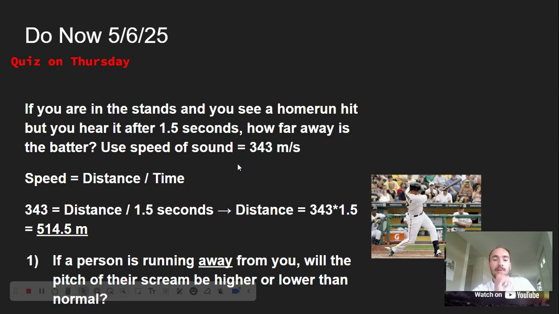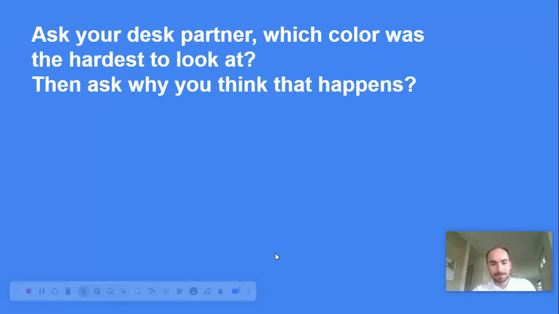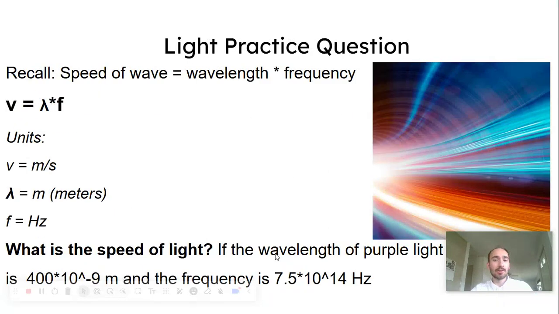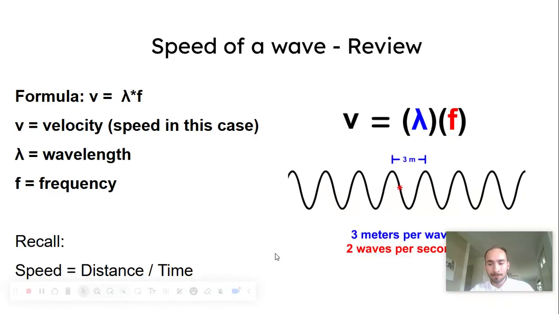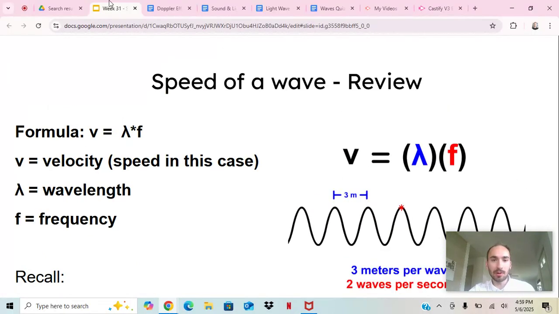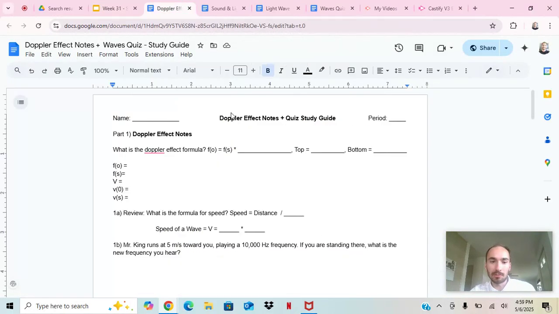And you should have gotten that the distance from where the baseball player is to where you are in the stands is the speed times time. And you should have gotten 514.5 meters. And if a person is running away from you, then the pitch will drop. So you should have seen that during our lab. And you're going to learn why we see that effect today based on the formula. And just some review. So while you're doing this, you should be filling out the worksheet right here.